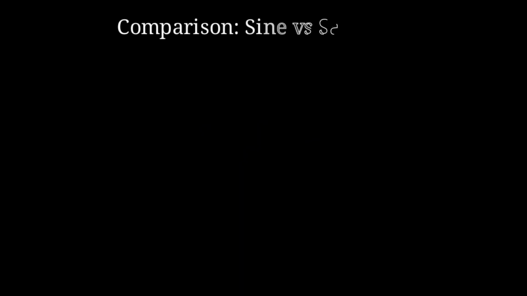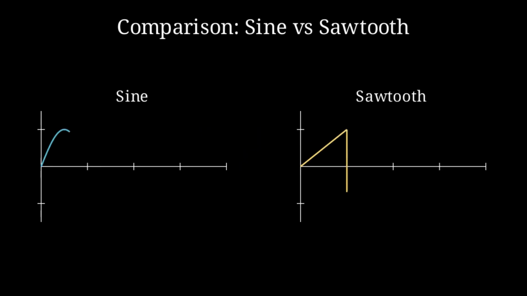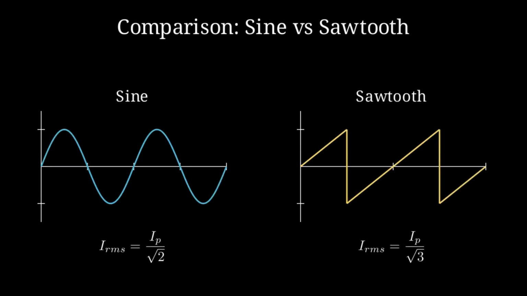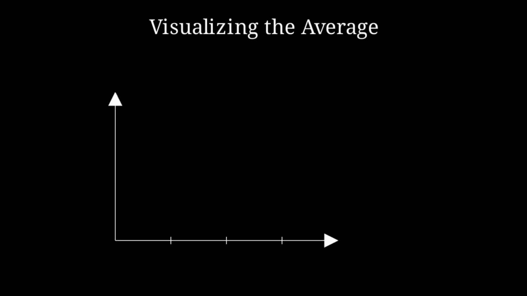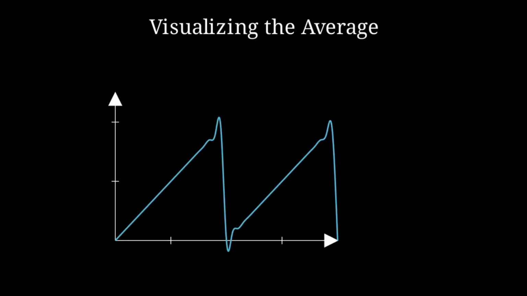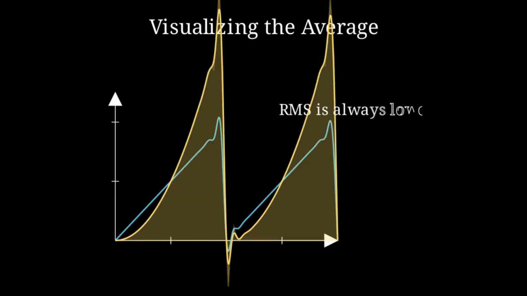Note the difference between waveforms. While a sine wave uses the square root of 2, the sawtooth wave uses the square root of 3 because it spends less time near its peak value. Visually, the RMS value will always be lower than the peak. For the sawtooth, it sits at roughly 57.7% of the maximum height of the wave.